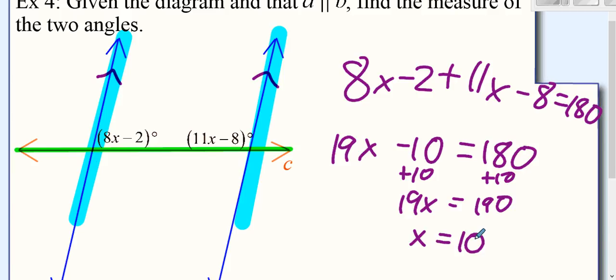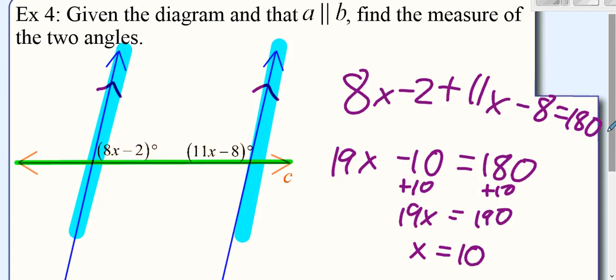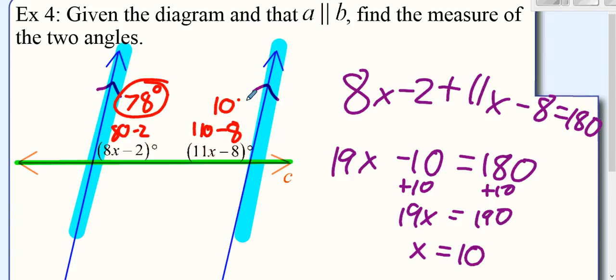Like I mentioned before, though, always go back and look at what the question actually said. It didn't say find x. Find the measure of the two angles. So that means we got to plug it in. So x is 10, so that's 8 times 10 is 80 minus 2. So that angle is 78. 11 times 10 is 110 minus 8 equals 102. And like they should, they add to equal 180. Kind of just your last check, make sure you got it right. But there's the two angles.